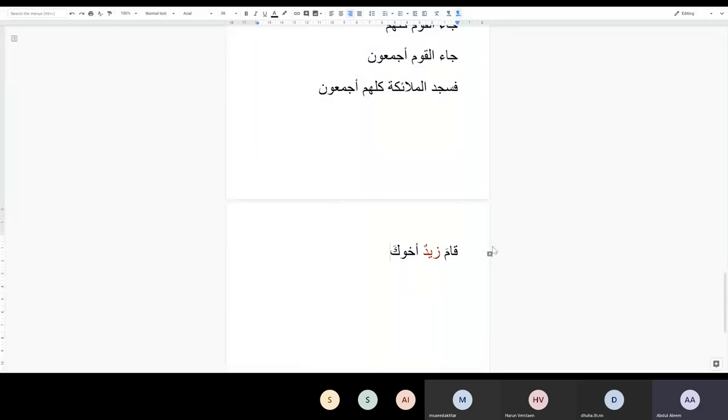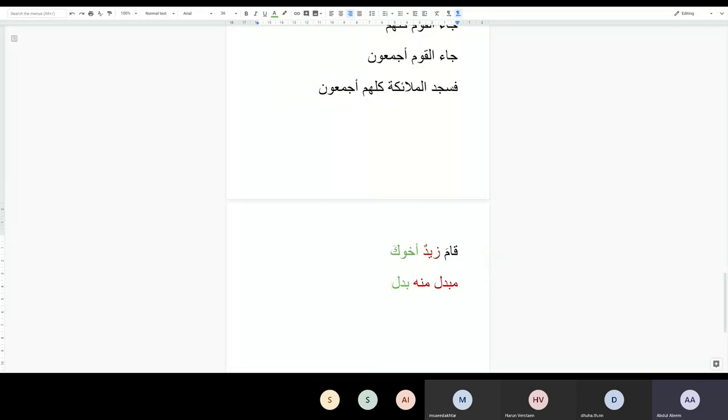طيب جزاك الله خيرا. So I've written it here: قام زيد أخوك. So this is the example for the badal, right? The first part, زيد, is what is known as the مبدل منه. This is important to understand. It is the thing that is going to be replaced. And then we have akhuka, which is the thing that replaces it, the badal. So we have the mubdal minhu and the badal.